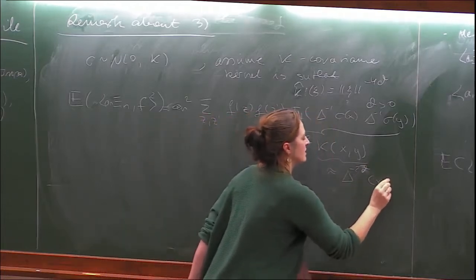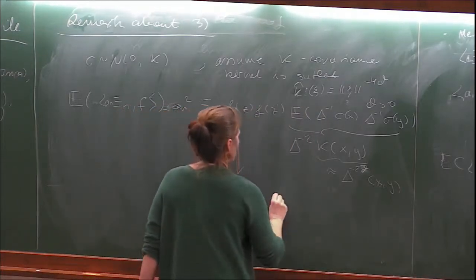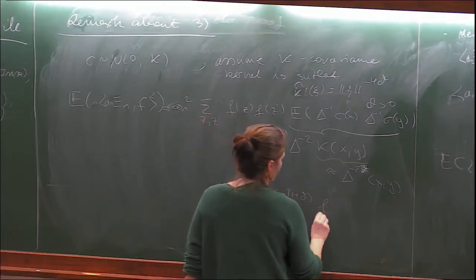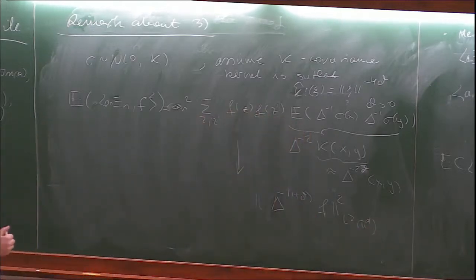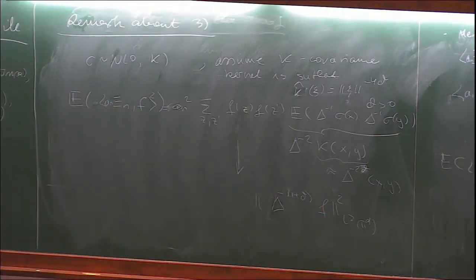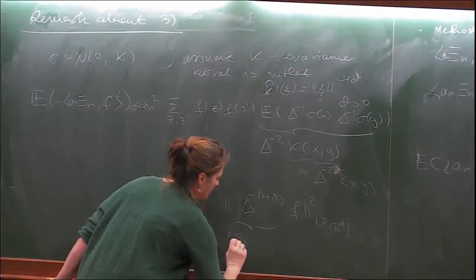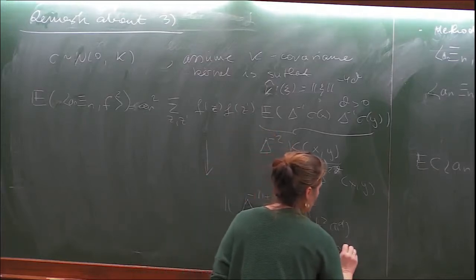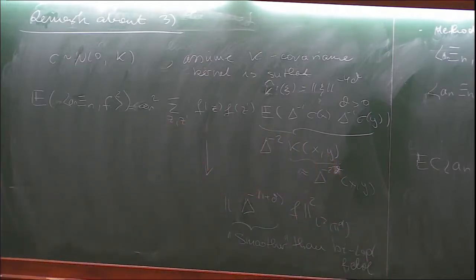Okay, at x, y. So it means that in the end, this thing will converge to f to delta, so Laplacian, minus 1 plus delta f in L2. Okay? And since delta is bigger than 0, this 1 plus something positive is smoother than the Laplacian field. Okay? So this will be smoother than the Laplacian. All right.